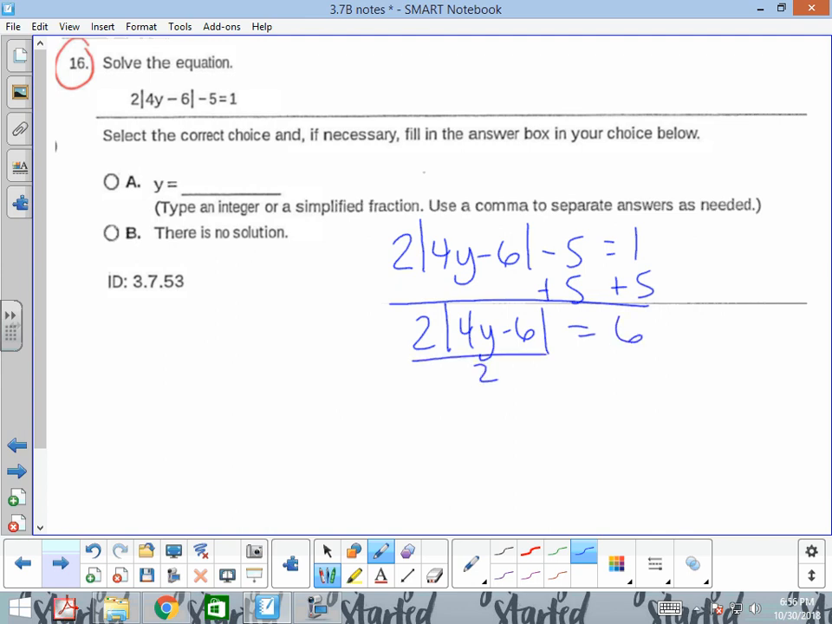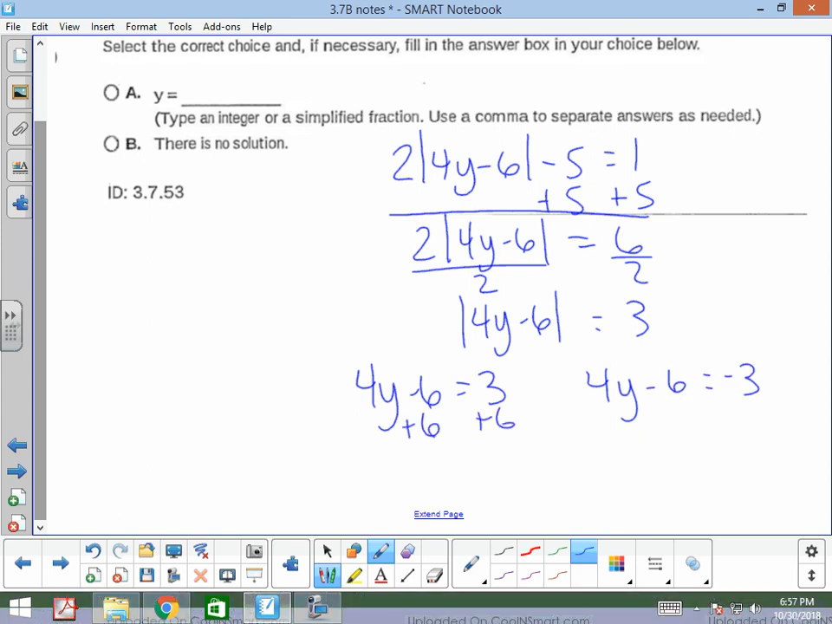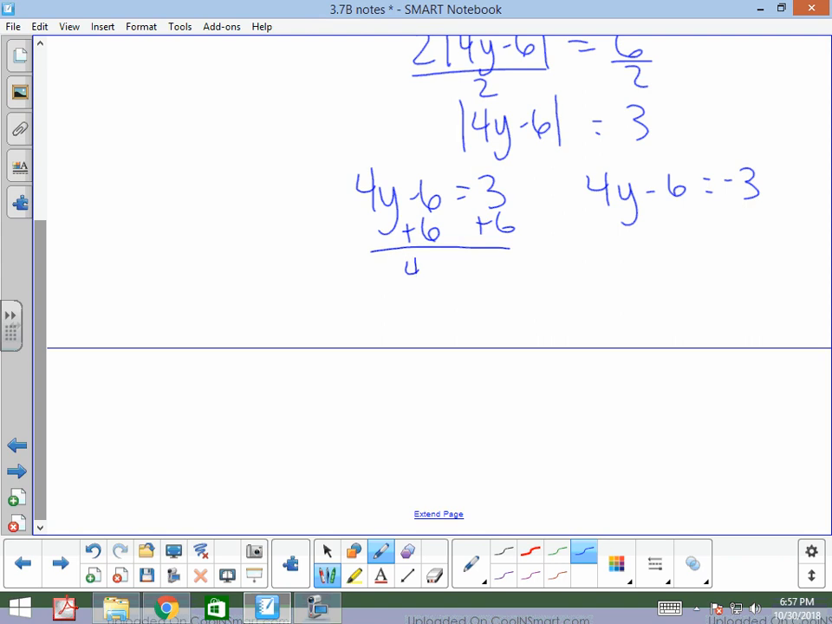So we first have to get the absolute value by itself. Divide by 2. So this is me getting the absolute value by itself. All right, now we're going to make two equations. So when we do two equations, not inequalities, we set it equal to positive 3, and we set it equal to negative 3. So now we have to get y by itself.